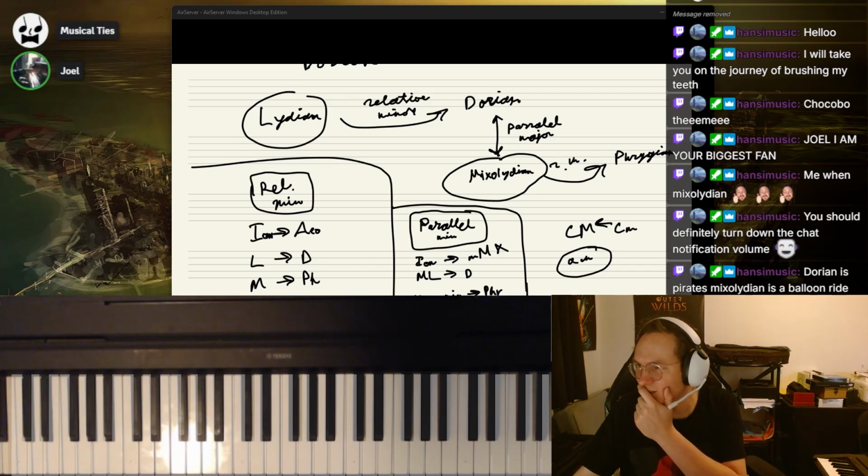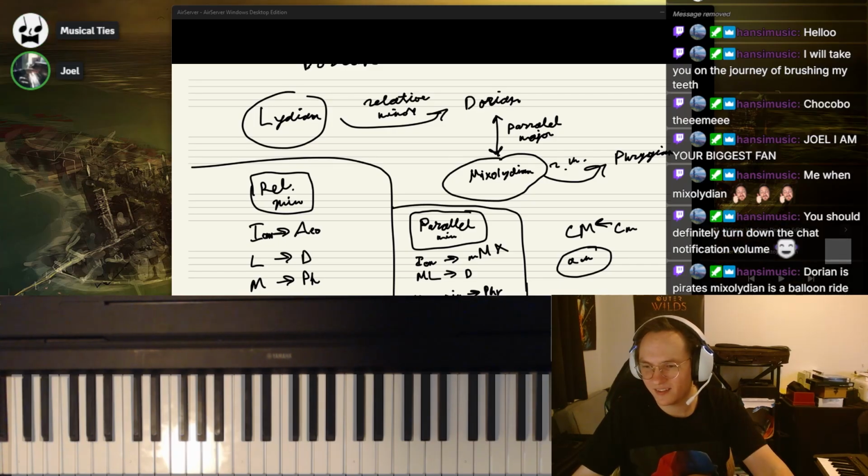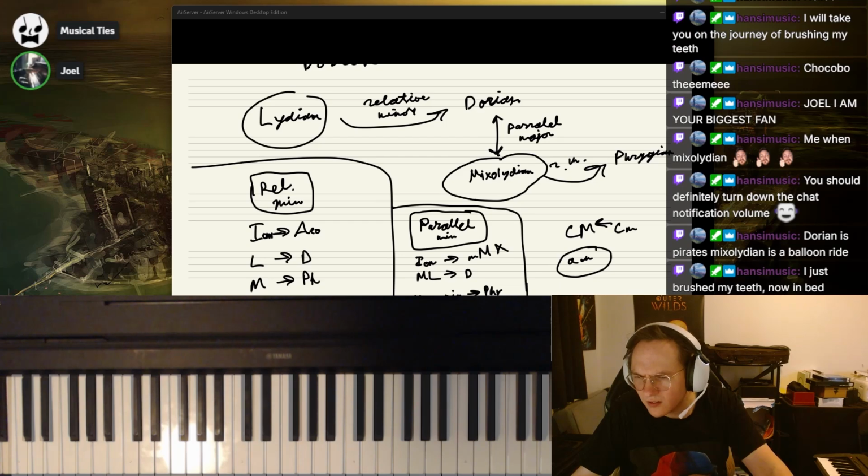Yeah, mixing modes is something that I've never really studied. I can hear them, and when I do hear them I know what it should sound like, but I'm not that good at the names of the modes yet.